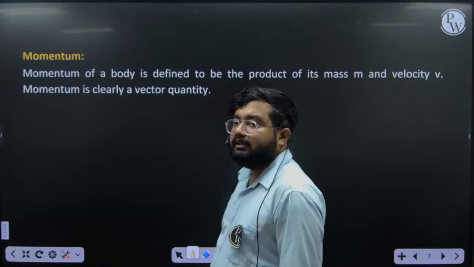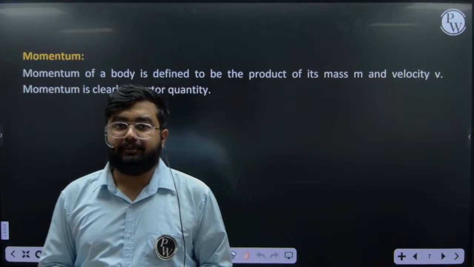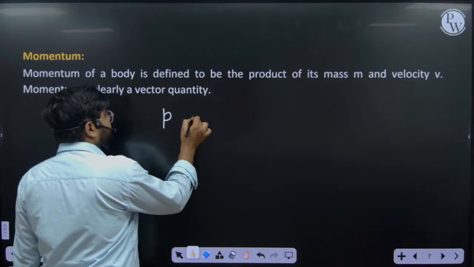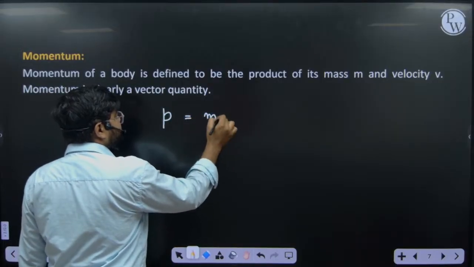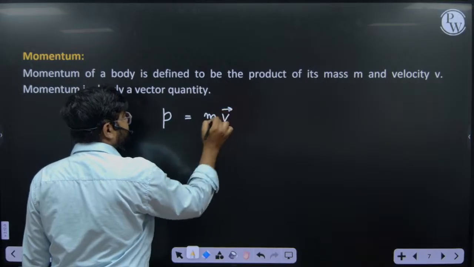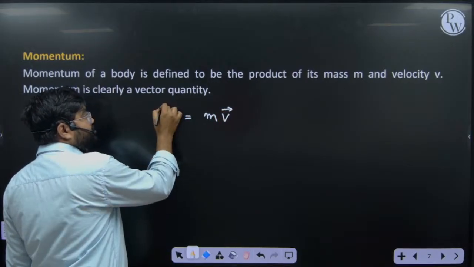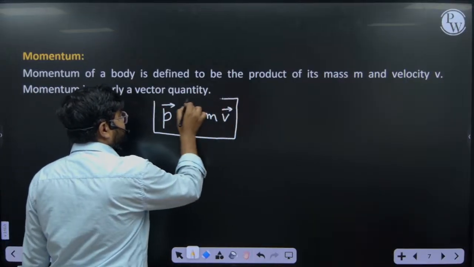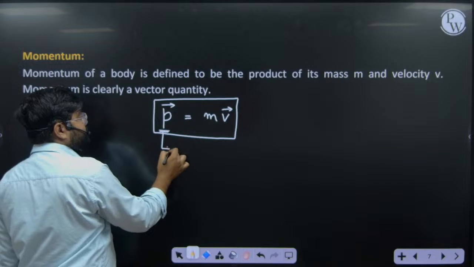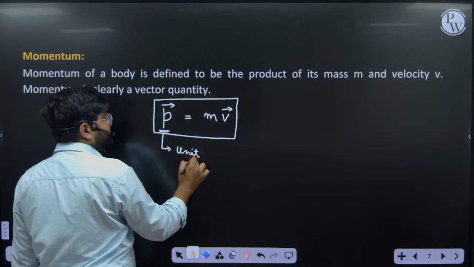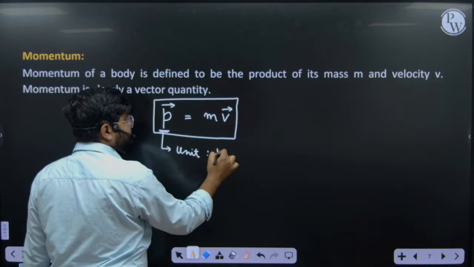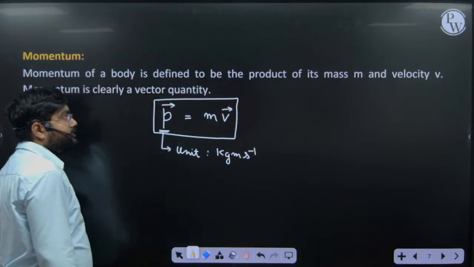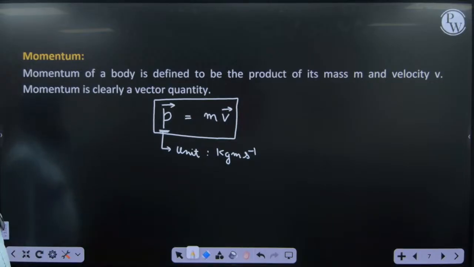Moving along. Now, let us know about momentum. What is momentum? Momentum, in simple words, is just the product of the mass of a body and its velocity. So momentum is also a vector quantity, mass into velocity. What is its unit? Its unit will be kg meter per second. Okay, I hope this is clear.